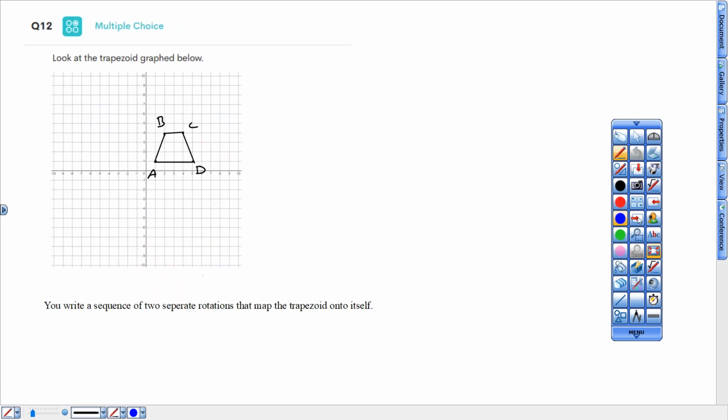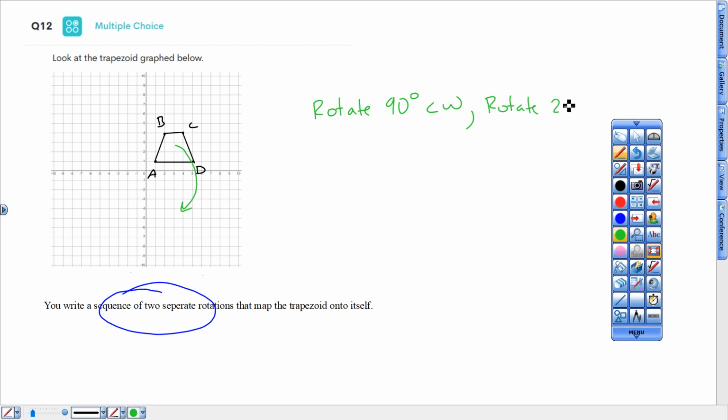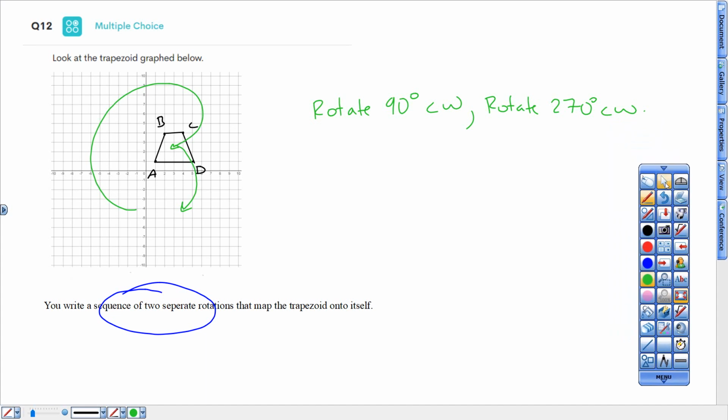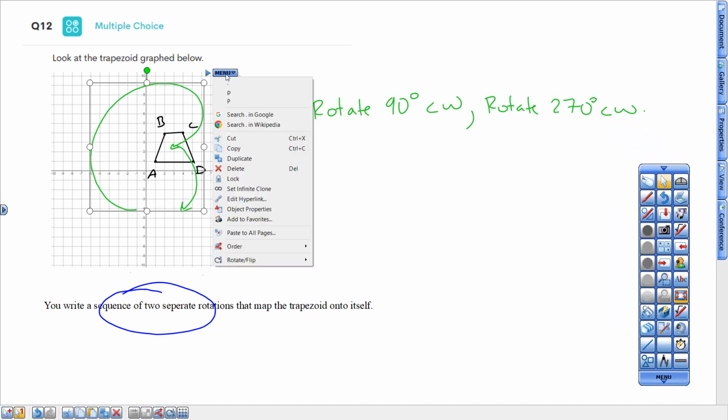For this one, I just want you to write a sequence that would give you something. So let me show you right here. How about let's go rotate 90 degrees clockwise, which puts it here, and then rotate 270 degrees clockwise after doing that. So then that takes that 3/4 of the way back. That's what you want. You want it to go all the way back around to get to that spot.